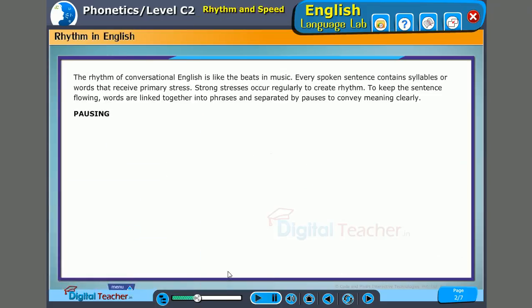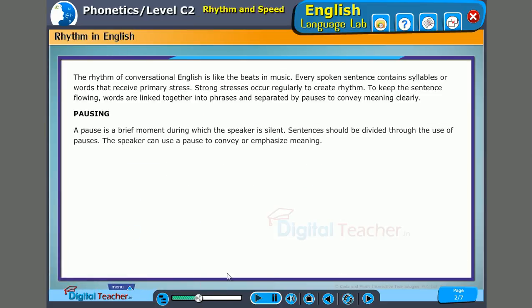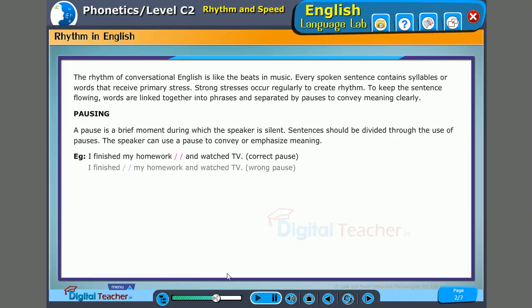What is a pause? Pause is a brief moment during which the speaker is silent. Sentences should be divided through the use of pauses. The speaker can use a pause to convey or emphasize meaning. For example, I finished my homework and watched TV. This is a correct pause. If I say I finished my homework and watched TV, and that's the wrong pause.